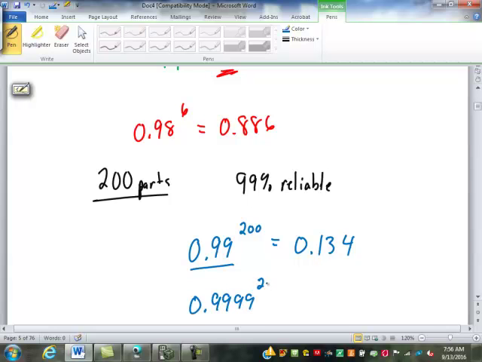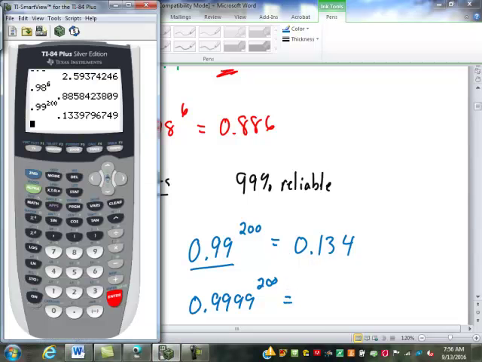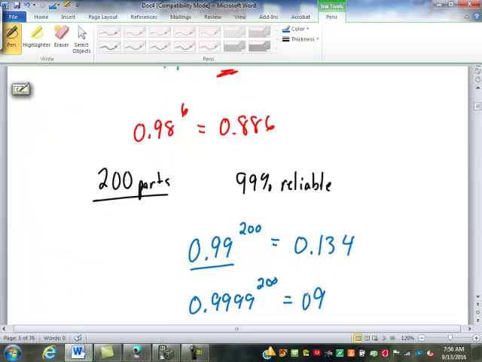How about 99.99% reliable? Would that make it better? Well, obviously it's going to make it better, but is it now acceptable? It's not acceptable to only have a 13% chance of your machine working right. So if every part is 99.99% reliable, and there are 200 parts, now you're up to 98%. That might be acceptable depending on what you're doing. Still, having a malfunction 1 out of 50 times might not be acceptable.